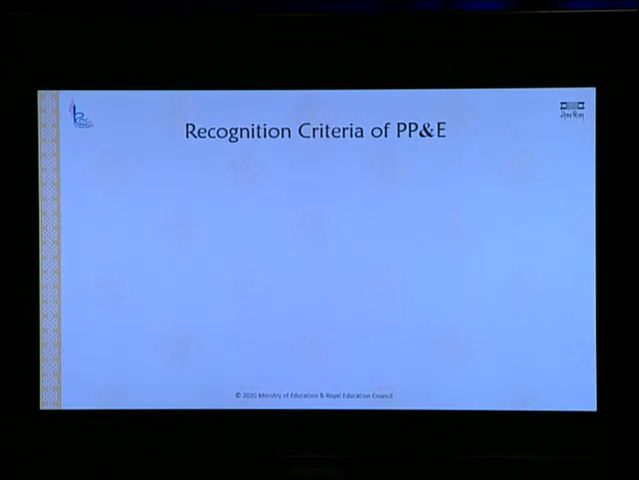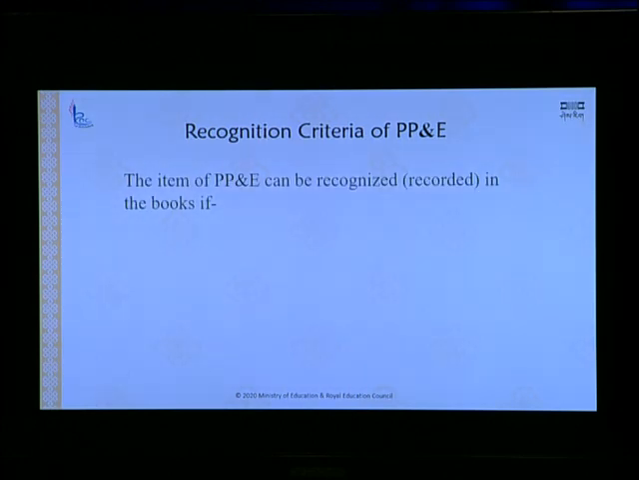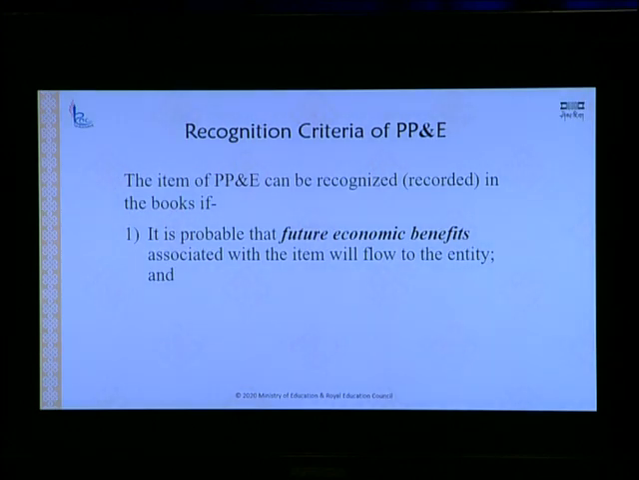Now, let us see the recognition criteria of PPE. When can we recognize an item as a property, plant and equipment? So, first, recognize simply means that when can we record that in our books of accounts. So, first recognition criteria is that it is probable that the future economic benefits associated with the item will flow to the entity. Here, what does that statement mean? This statement means that the item of PPE will bring in income to the company.